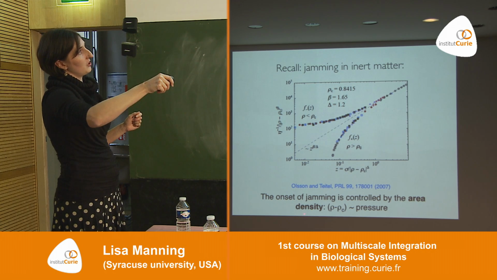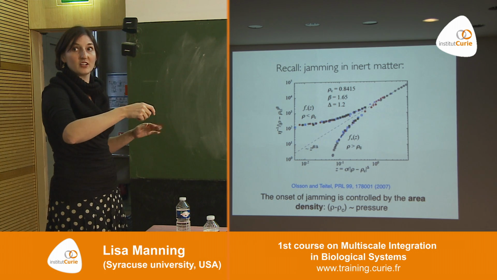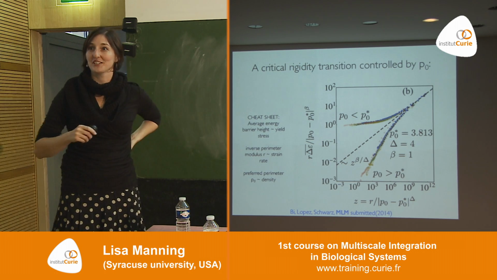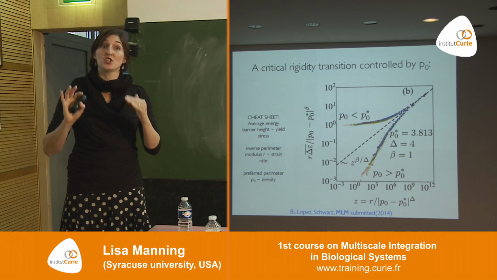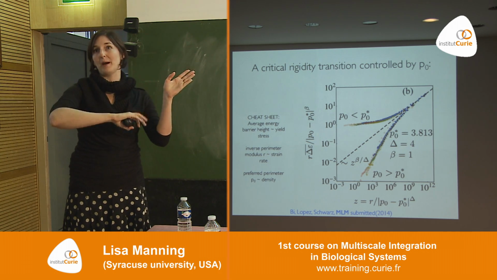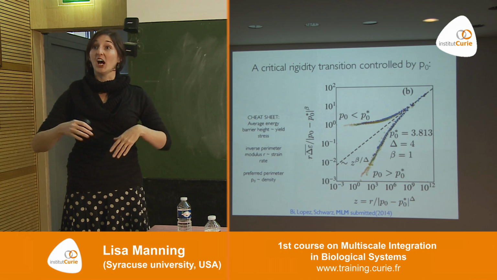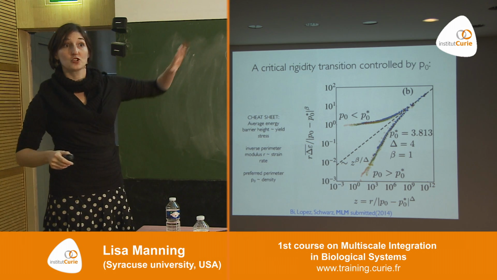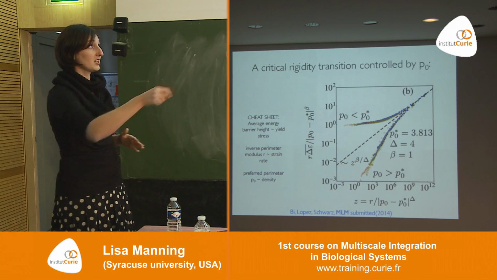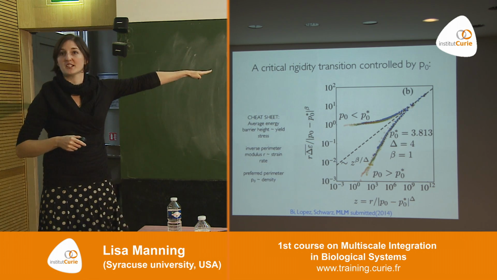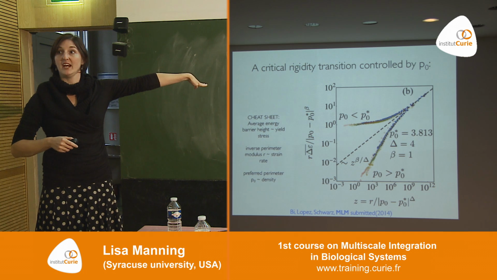We have a rigidity transition which is controlled now by the distance to this critical density. Okay, so this is what you have for disordered solids, and actually this is what you have for this vertex model. What this plot is showing you is that this vertex model, which has been in existence for about 15 years, has hidden in it a critical phase transition with critical exponents, and the distance to this transition is controlled by this parameter P naught, which is just the preferred perimeter divided by the square root of the area.